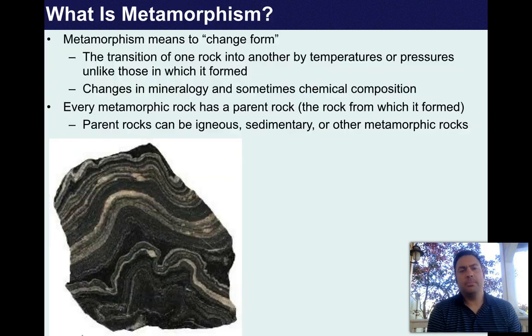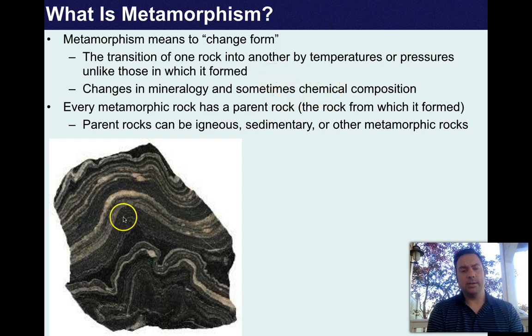So what is metamorphism? Well, metamorphism means to change form. It's simply the transition of one rock into another by temperatures or pressures unlike that in which it formed. Changes in mineralogy and sometimes chemical composition. So you get both. You get not only the rock type changing, but the minerals, the chemical composition, but you also get a whole different texture.